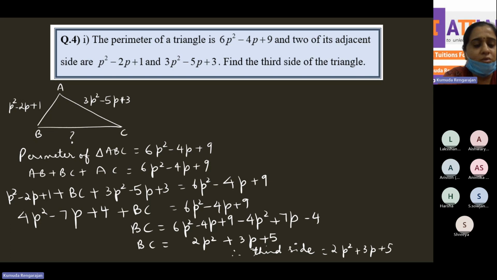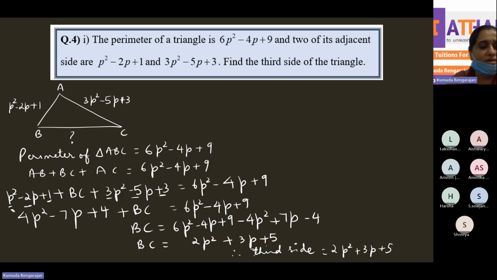According to our figure, BC we don't know. Substitute for the others. Now you can simplify, no? What is p square plus 3p square? 4p square. Minus 2p minus 5p, minus 7p. Plus 1 plus 3, plus 4. This is BC, which we don't know. The others you can add here. These are like terms. I simplified them, plus BC is equal to whatever we have in the RHS. Now we have to find BC, so take all these three terms to the other side, to the RHS.